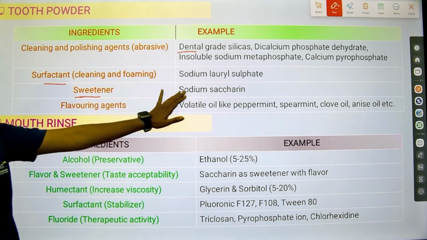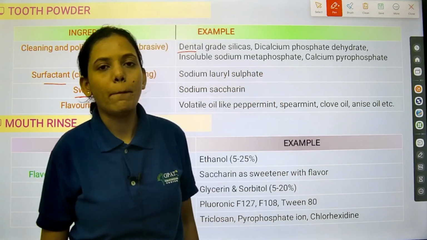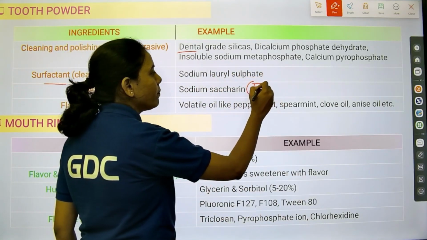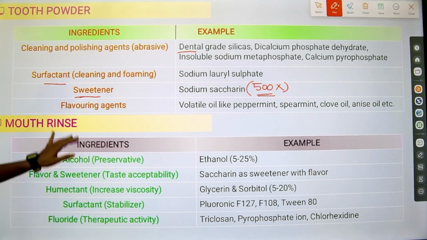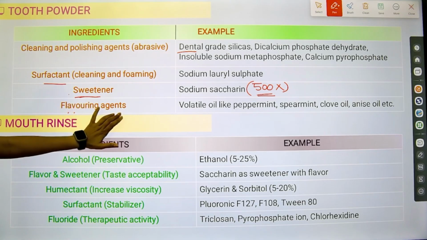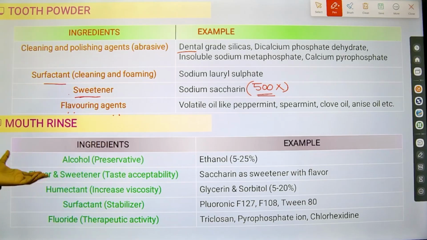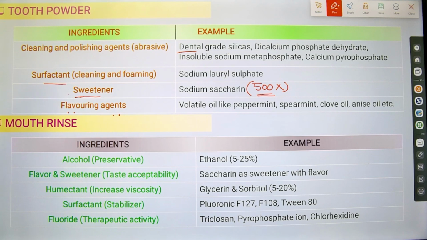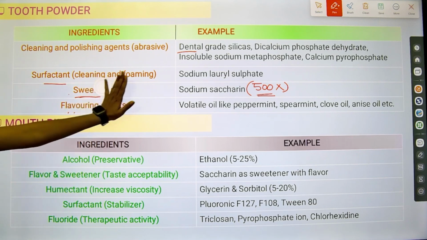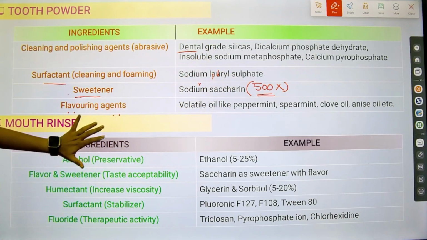Next is sweetener, that is sodium saccharin. Saccharin is 500 times sweeter as compared to sucrose. It is an artificial sweetener. Next are your flavoring agents, because it will be in your mouth cavity for more time. So volatile oils like peppermint, spearmint, clove oil, anise oil. These are the flavoring agents. Here you can see there are no binders and no humectants present because these are tooth powders. Okay. Next is mouth rinse.